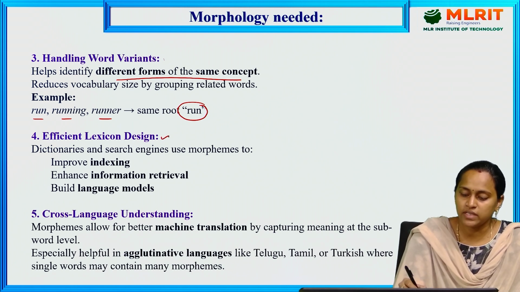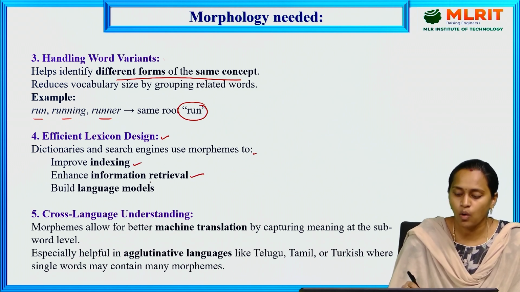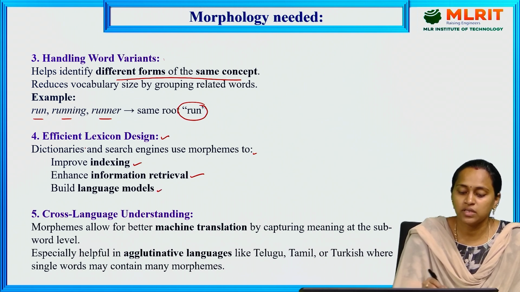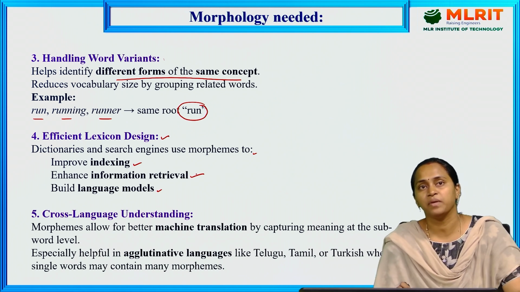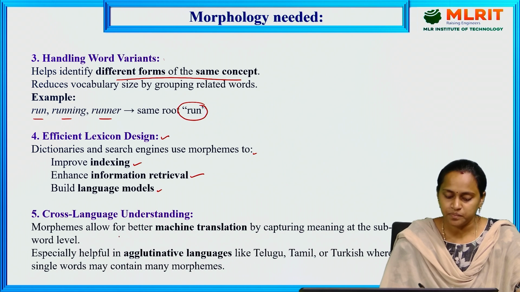Efficient lexicon design. Dictionaries and search engines use morphemes to improve indexing, information retrieval, and large language models. That means for data indexing, we are using efficient lexicon design and information retrieval. Suppose we are retrieving data from a database, we are using morphological parsing.